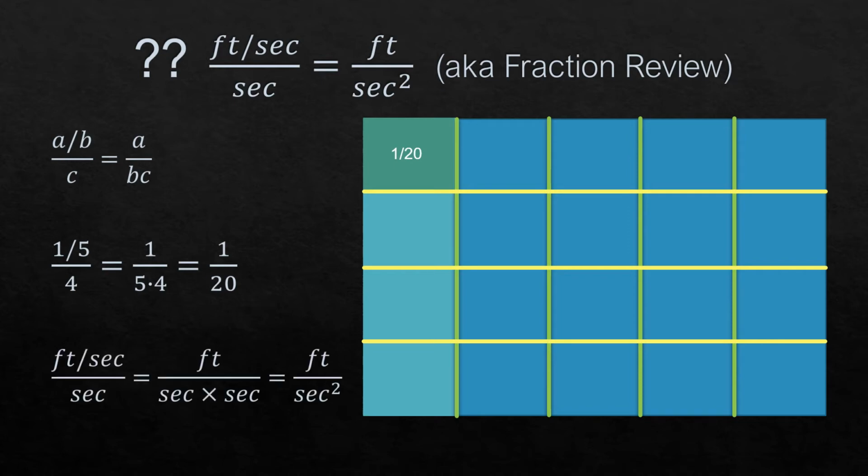Units work the same way. If I have feet per second, and then I divide by seconds, I can have both the second from the feet per second and the second I divided by in the denominator of my new fraction. And that's feet over seconds times seconds, which is feet per second squared. Again, if the squared is confusing you, hang on, we're about to get to that.